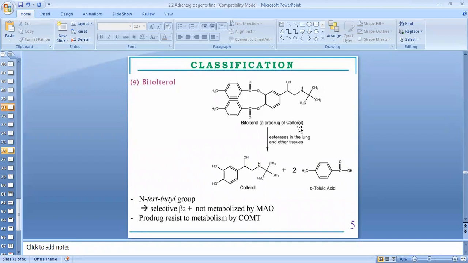As it is a prodrug, this prodrug is nothing but an inactive drug which, after entering our body, becomes active due to an enzymatic reaction. Now this bitolterol is a prodrug which is inactive as such, but when it comes in contact with an enzyme, that is esterase, it will convert the prodrug molecule into colterol. Colterol, we all know, is a tertiary butyl moiety or tertiary methyl substituted derivative of a catecholamine.